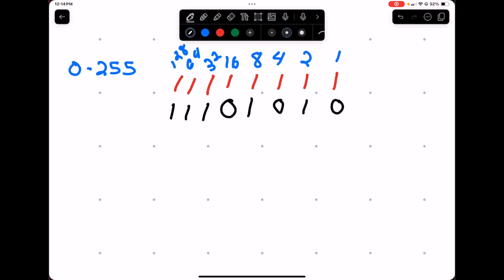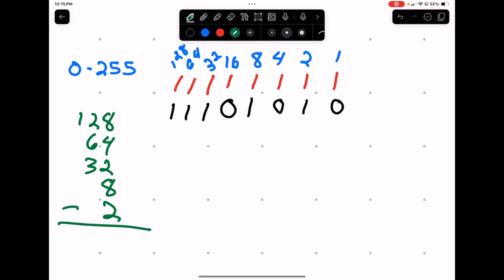Again, now we look at our math. We have a 1 in the 128 spot, so we're going to take 128. Then we got a 1 in the 64, and a 1 in the 32. In the 16 we have a 0, so we're going to skip that. We have a 1 in the 8, and then a 0 in the 4. We have a 1 under the 2, and we have a 0 under the 1. So we know this is going to be an even number. Alright, let's go ahead and add this up.